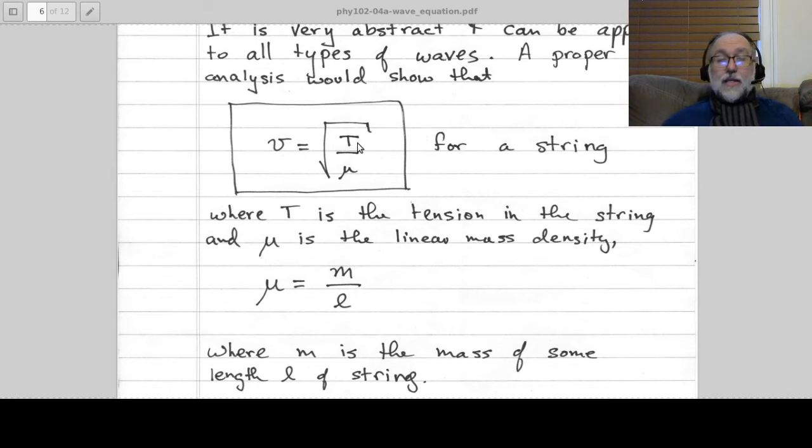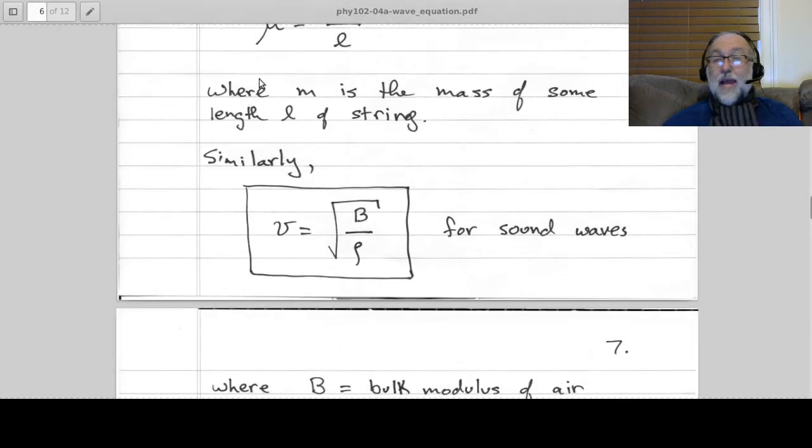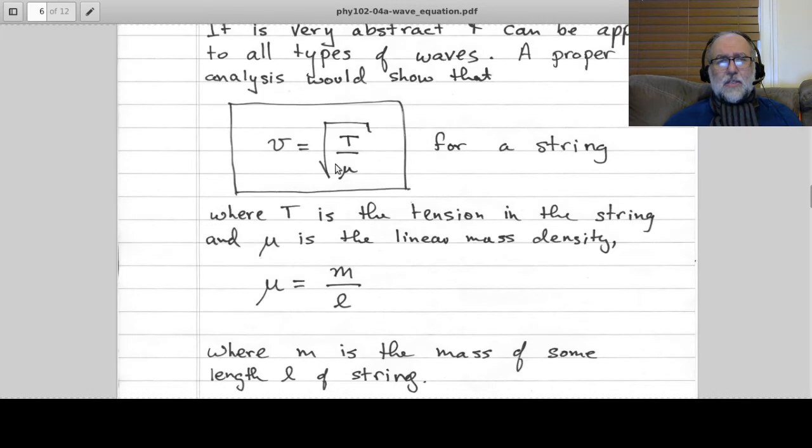This particular form actually turns out whenever you analyze any waves. I've been talking about waves on a string, but if you analyze, say, waves in air, you get the same kind of equation. The velocity of sound, because that's what waves in air are, turns out to be the square root of the bulk modulus divided by the density of air. And you see, that looks an awful lot like this.